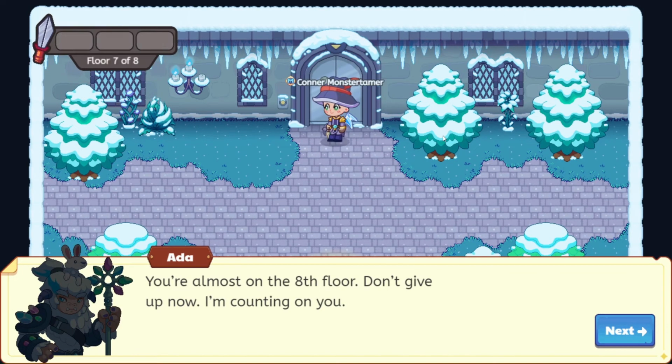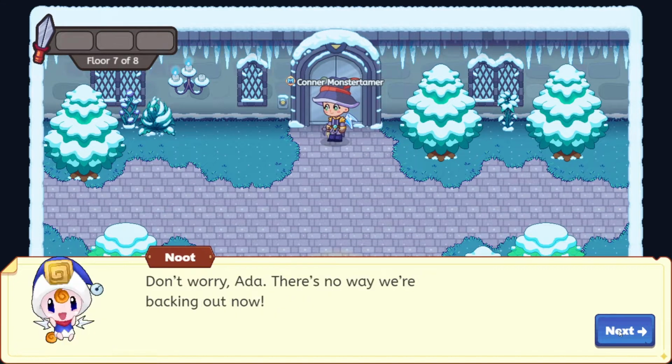You're almost on the 8th floor. Don't give up now. I'm counting on you. You can count on us, Ada. We will get you out of that room. Don't worry, Ada. There's no way we're backing out now. I already said that, Newt.